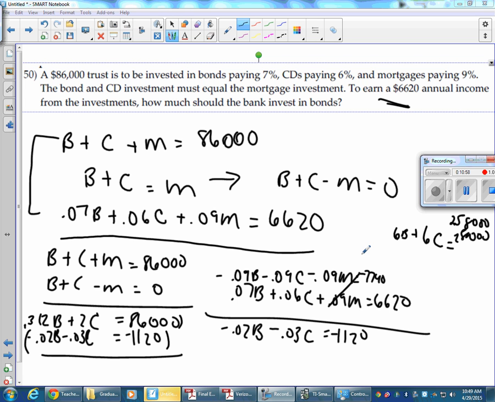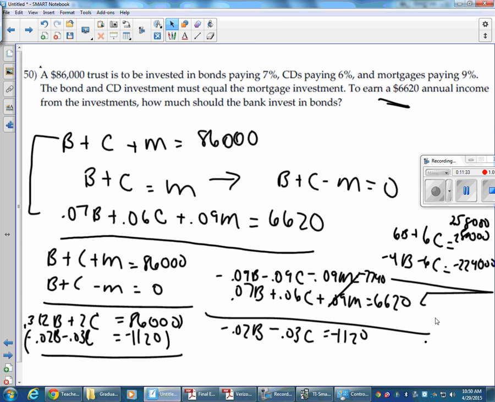258,000. And the bottom line, multiply by 200, sorry, bottom line by 200. Negative 0.02 times 200 is negative 4b. Negative 0.03 times 200 is minus 6c. So see how those are going to cancel? And negative 1120 times 200 is negative 224,000.